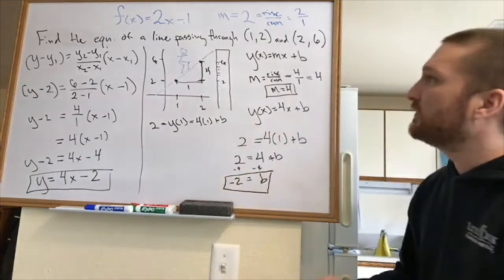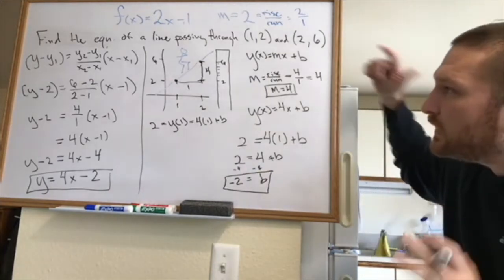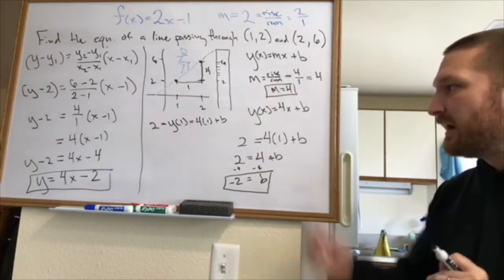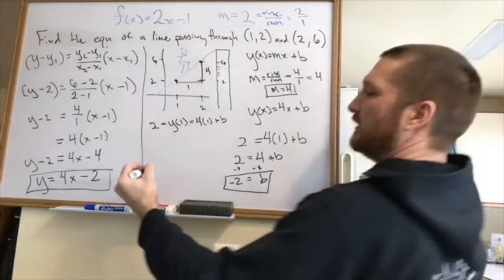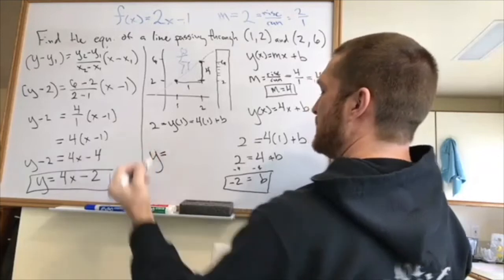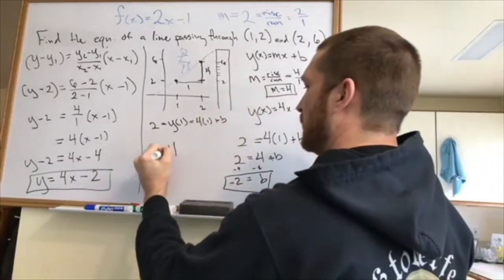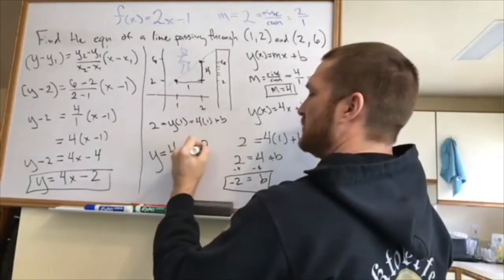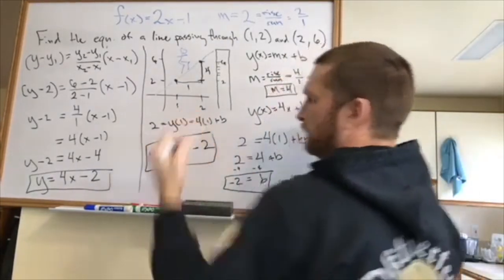And do I have anything left to find? No, my only goals were to find m and to find b. I have found m and I found b. Therefore, my final answer is y equals m times x plus b, which is 4x minus 2. So -2. And we're done.